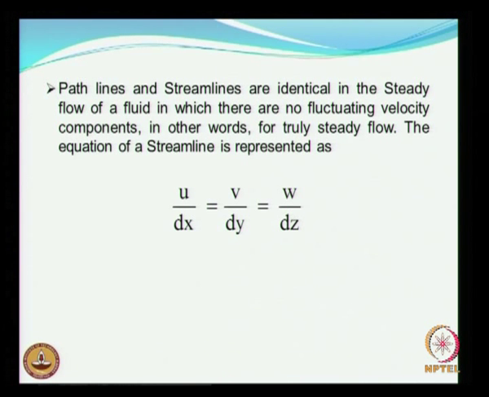Path lines and streamlines are identical in a steady flow, in which there are no fluctuating velocity components. That means in the case of a truly steady flow, the path line and streamline are going to be identical, and the equation for the streamline is given by u, the velocity in the direction x, divided by the elemental distance dx. So u/dx = v/dy = w/dz.